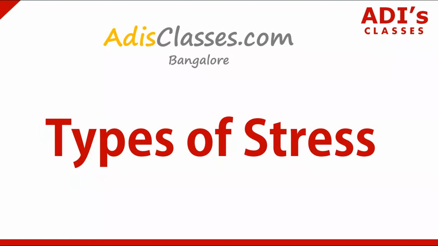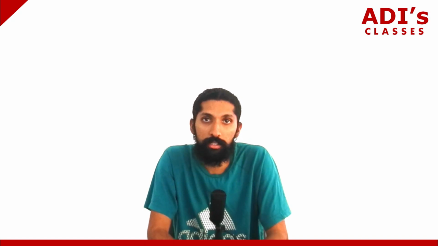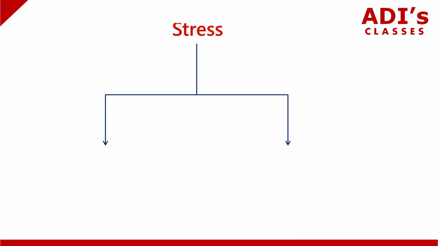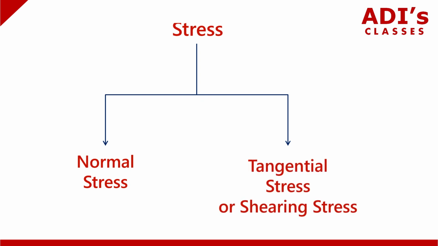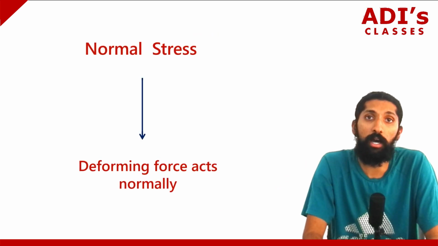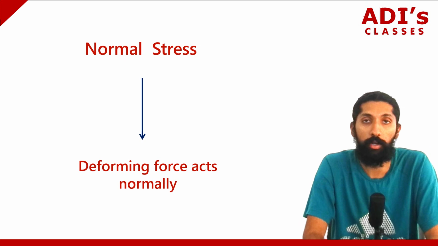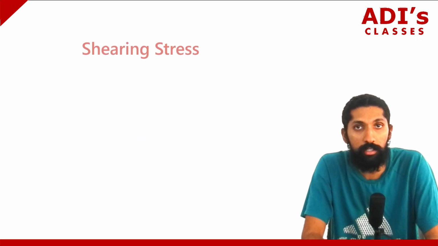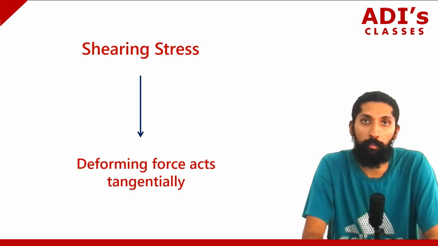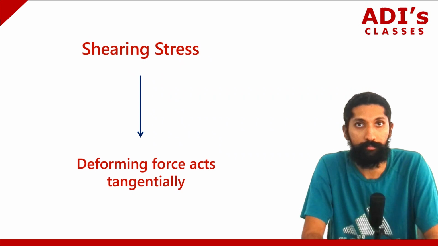In this video, you are going to learn about different types of stress. In stress, there are two broad classifications. The first one is normal stress. The next one is tangential or shearing stress. Now, what is normal stress? If the force is applied on the body normally. And tangential is if the force is applied on the body tangentially.